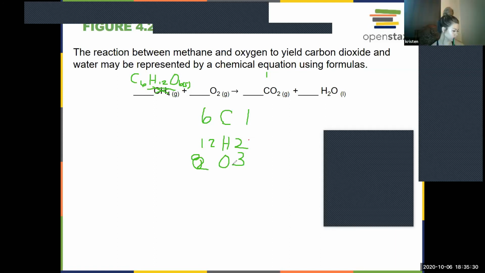You need to add a few sixes. Where am I adding sixes? To the O2, the oxygen. Then you'll add 6 on the right side, both of them, on the CO2 and H2O.